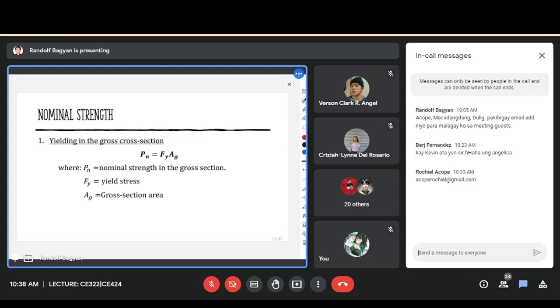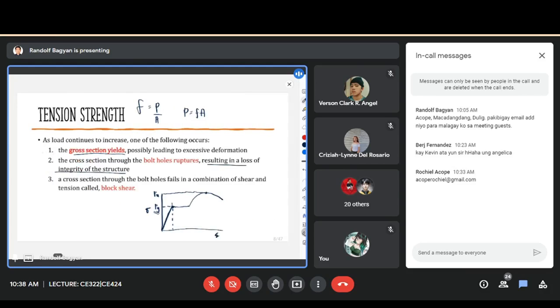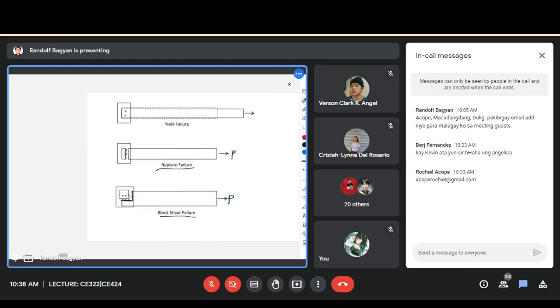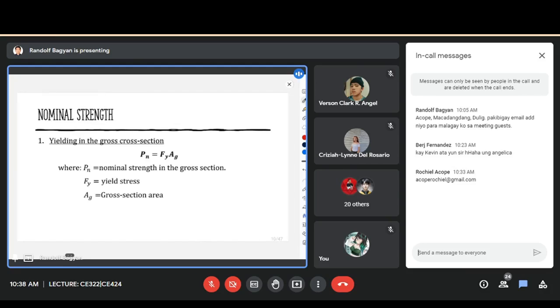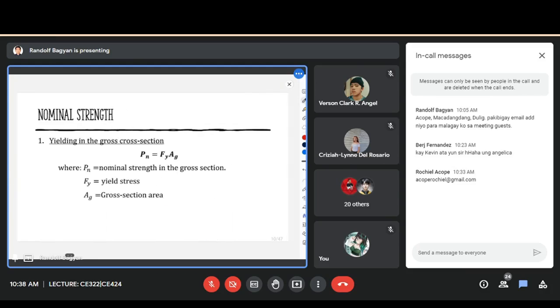No? Then number 2 is the serviceability and safety. Okay, safety, ito naman yun, yung kinicheck natin. Cross-section yielding, bolt hole rupture, and block shear. Dapat chinecheck natin na yung ating member ay kaya niyang i-hold. Or kaya niyang ano yung mga failure na ito. Or dapat hindi niya ma-reach. Anong dapat? Okay. Cross-section yielding. Number 1.